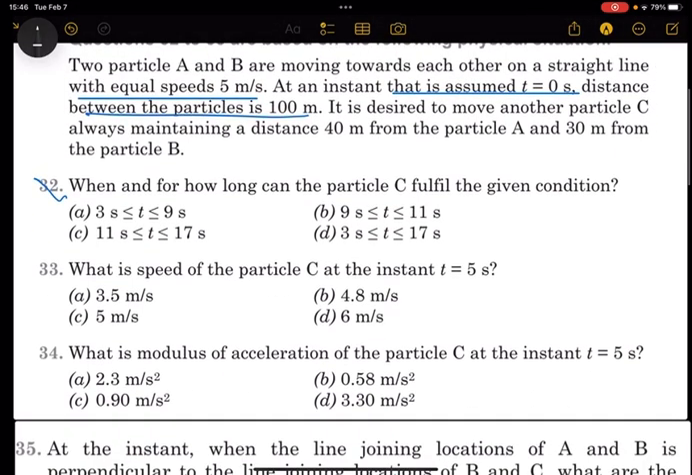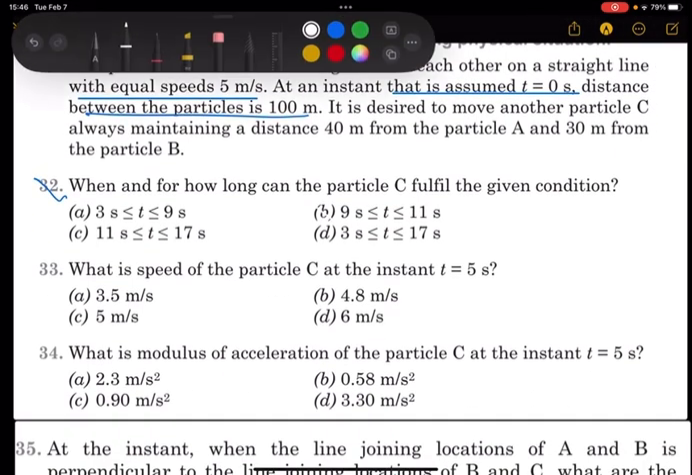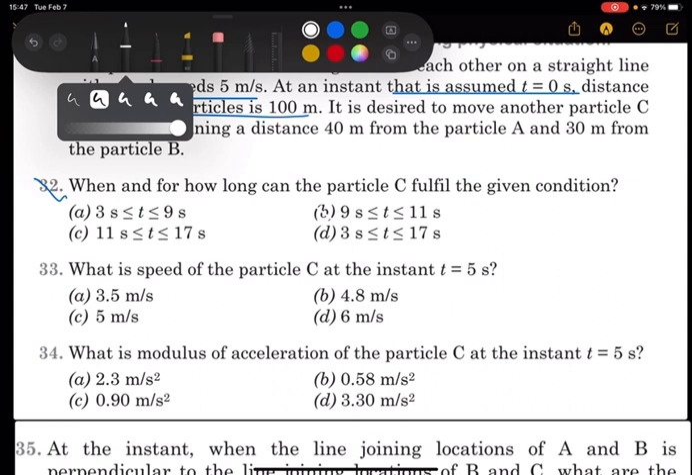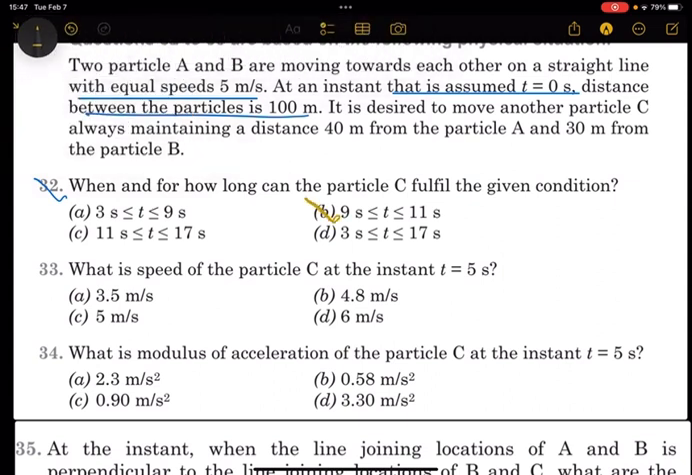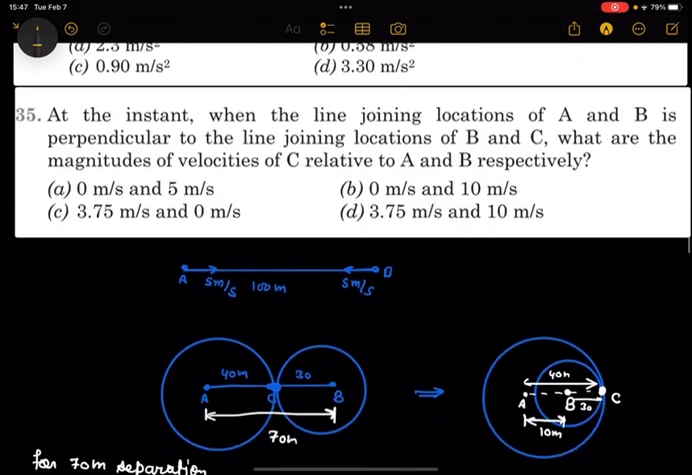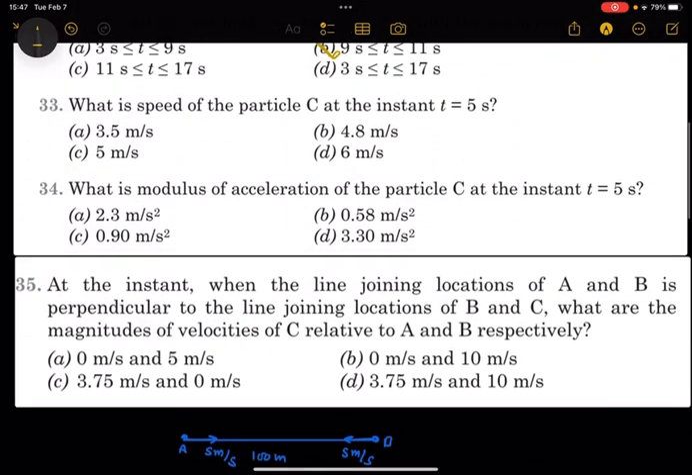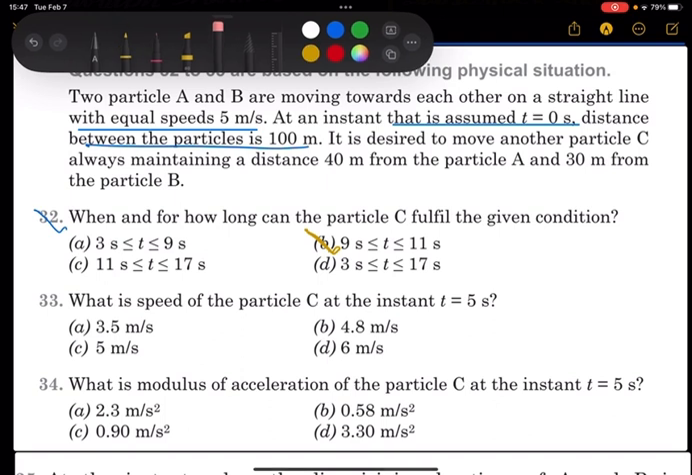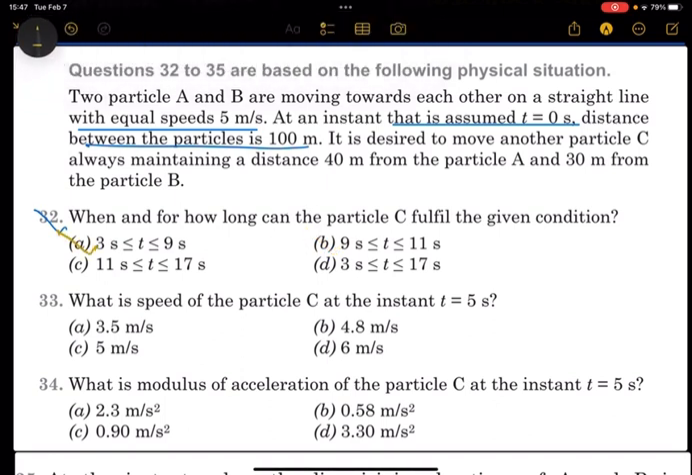So first answer is 9 second to 11 second. Sorry, no, I am extremely sorry. The first answer is 3 to 9 second and the second answer is 11 to 17 second. So A and C are the answer where particle C fulfills the given condition.